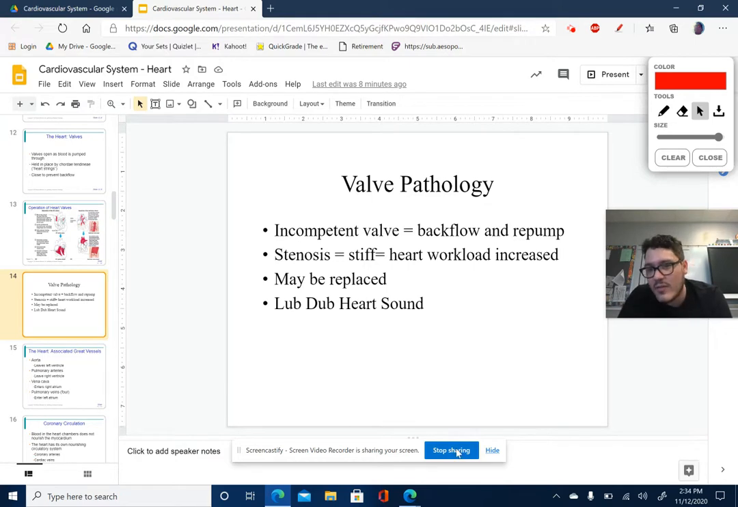How do you tell that the valves may be having problems? You listen to the heart using a stethoscope. There are two distinct sounds that the heart makes. It's lub and dub. We're going to talk about that more before the unit ends because that's pretty important, especially in regards to how the valves work and a little bit about blood pressure as well.